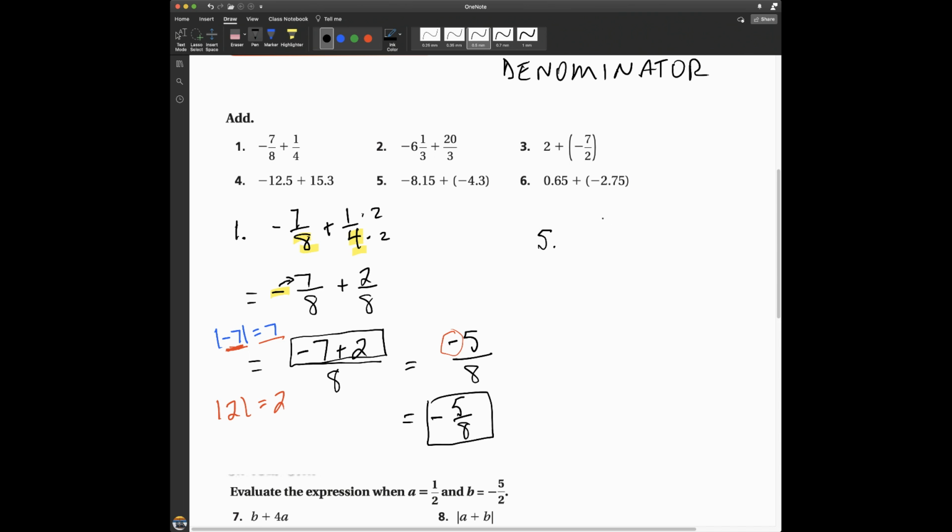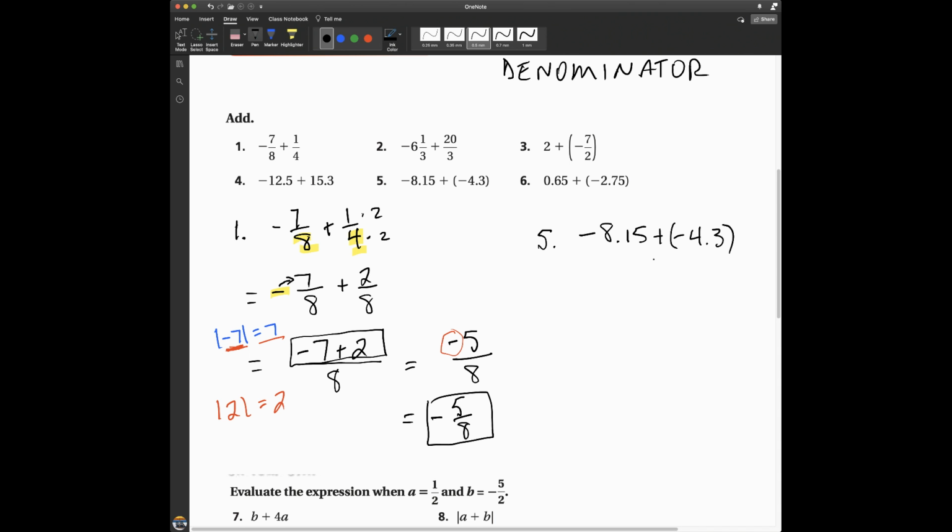Decimals. And for decimals, all you're going to do is just use your calculator. So negative 8.15, or negative 8 and 15 hundredths, plus negative 4.3, or negative 4 3/10.